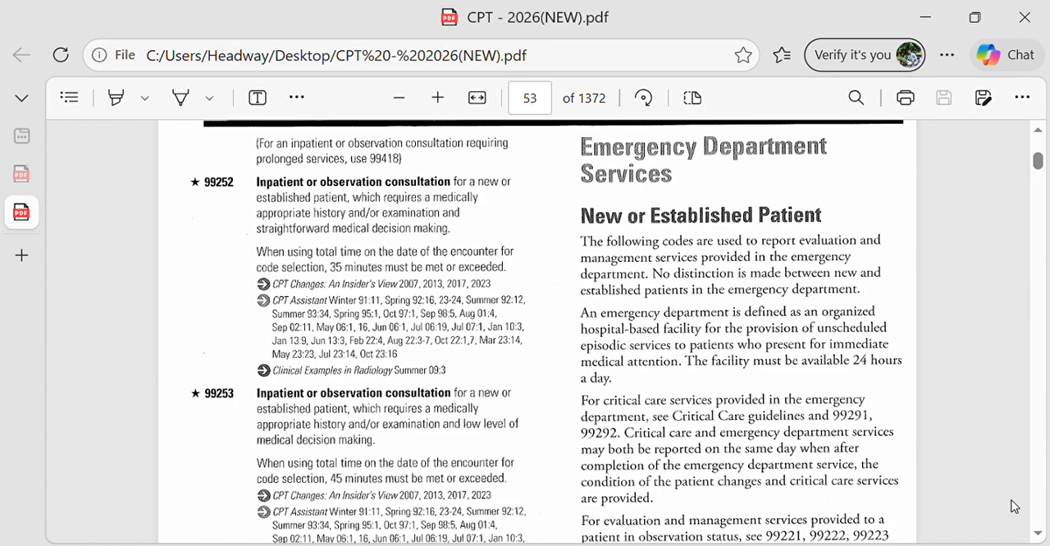Evaluation management. Okay, to code anything in the evaluation management, it is very important to know about the levels of medical decision making.